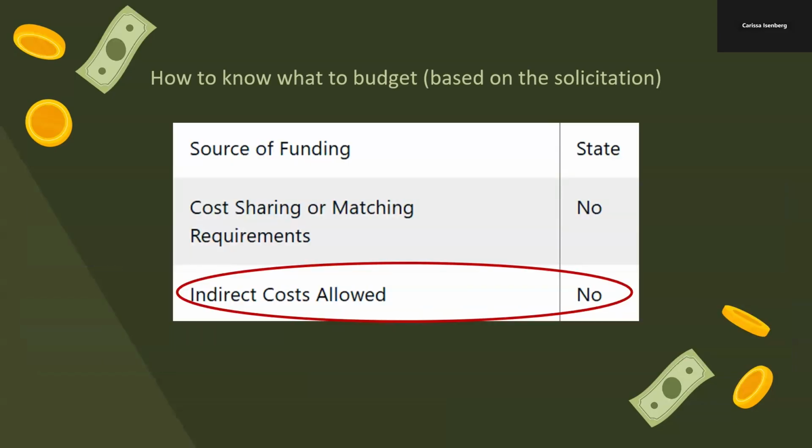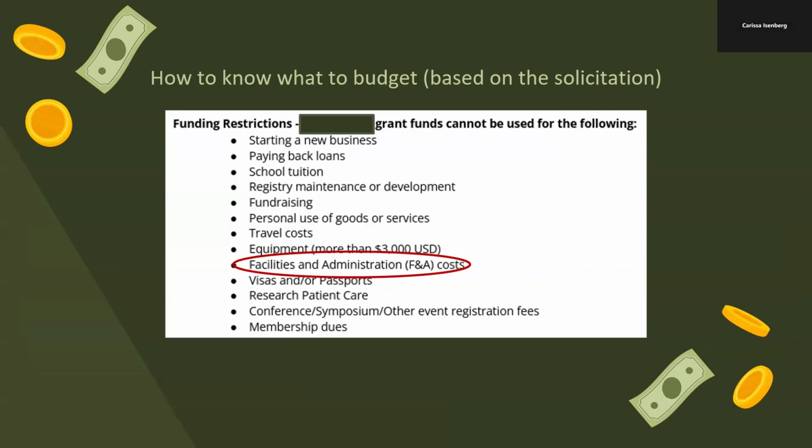This is an example where indirect costs are not allowed at all. It's 0% allowed. This is one that says grant funds cannot be used for the following: facilities and administration costs. That would be a 0%.